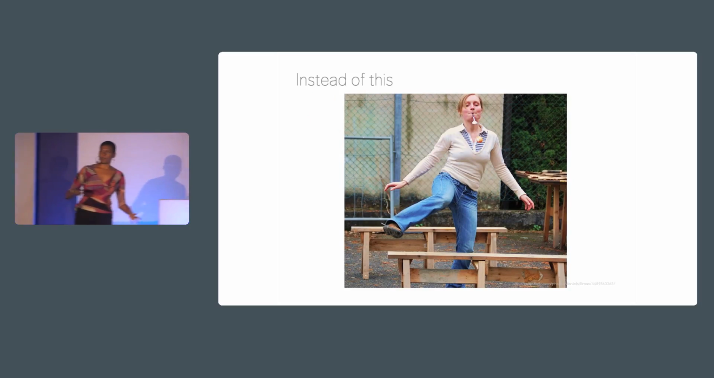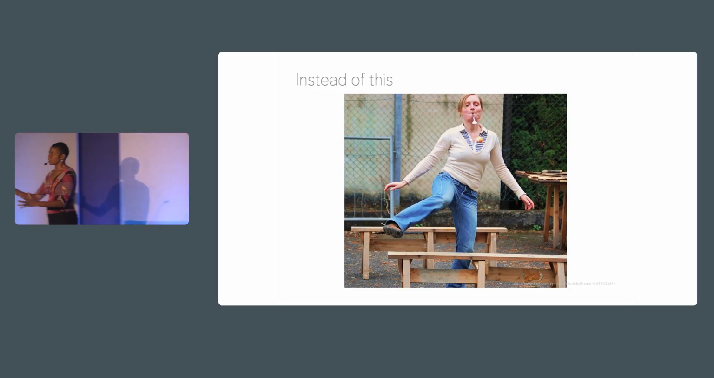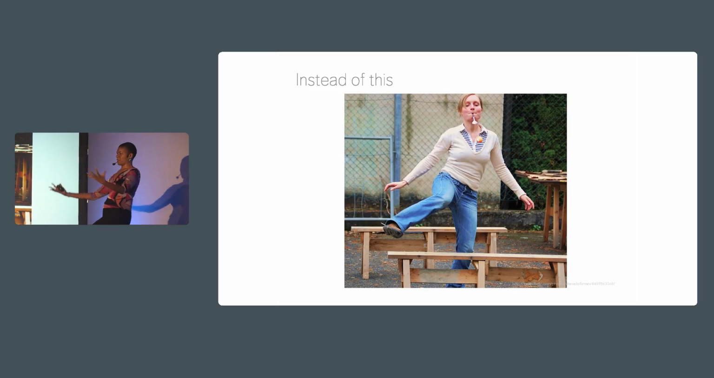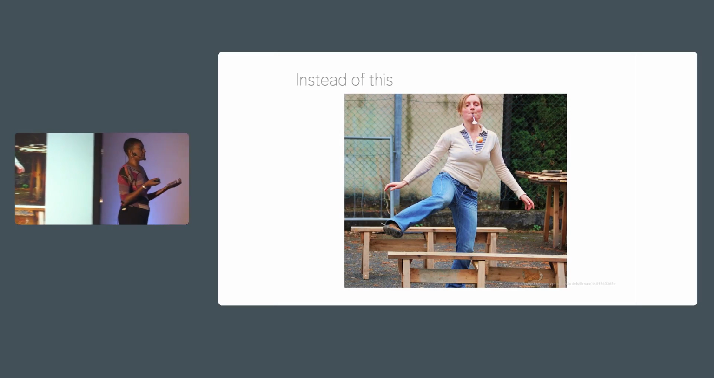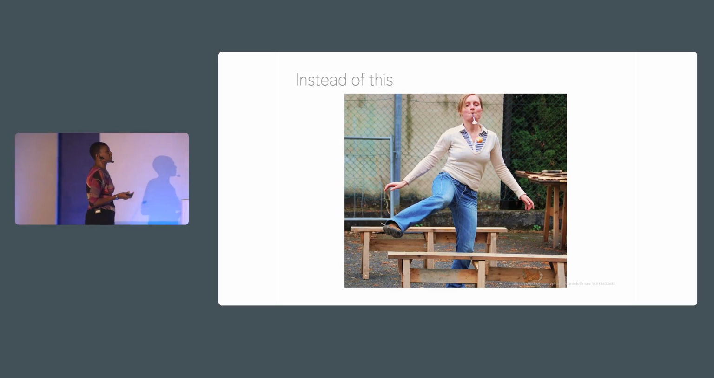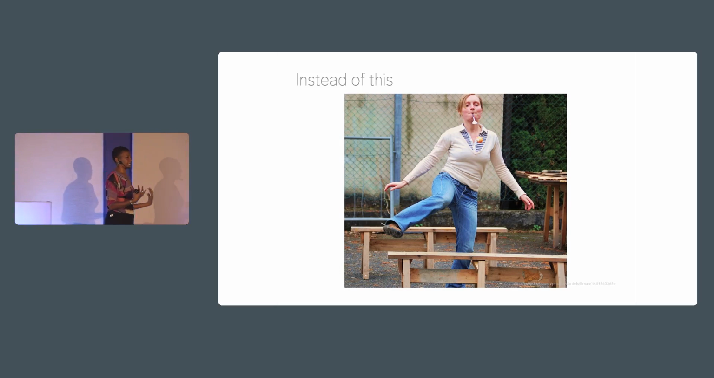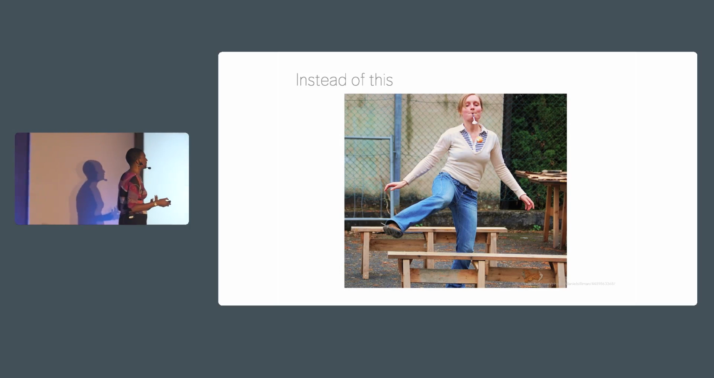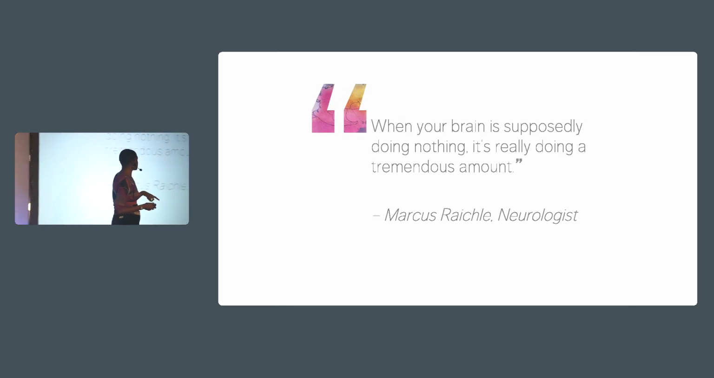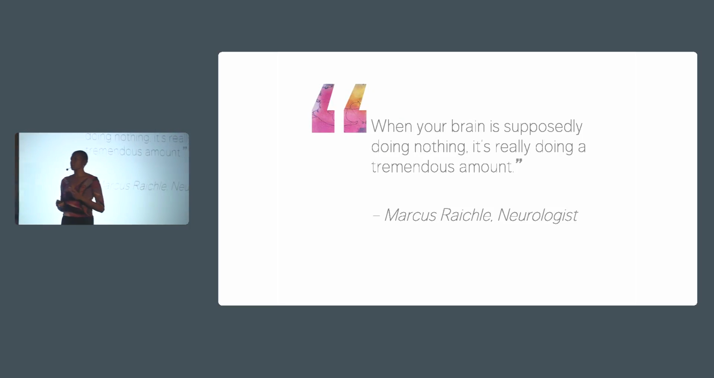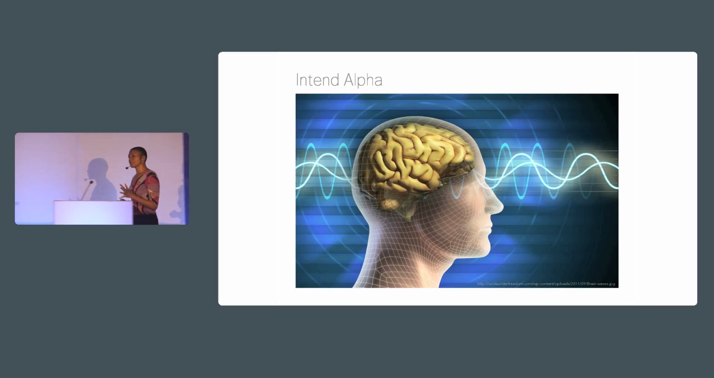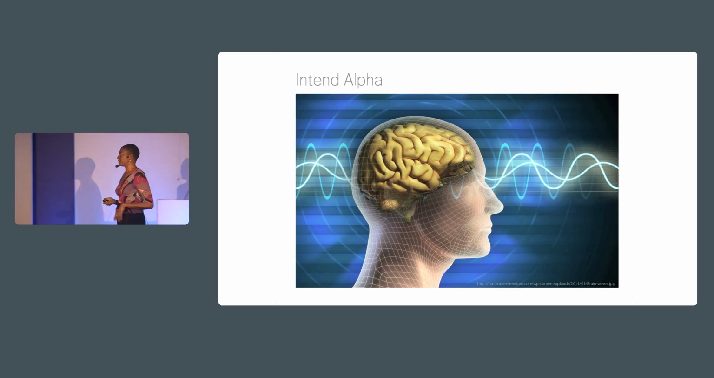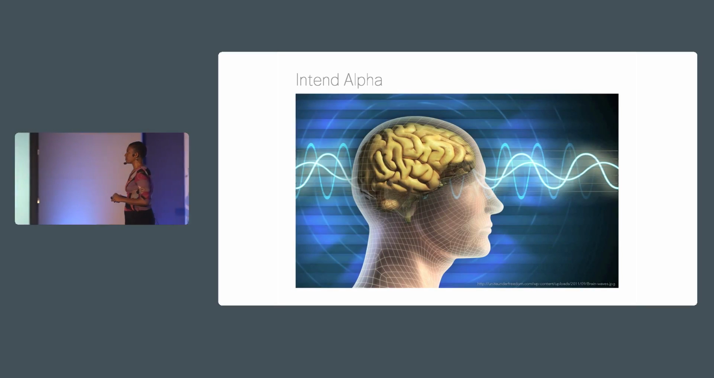So instead of having this tortured, I'm trying to be creative feeling, like you're trying to run an obstacle course just to come up with your idea, try relaxing, try intending alpha. Because when your brain is supposedly doing nothing, it's really doing a tremendous amount. So really work to intend alpha. That's one way of doing it.